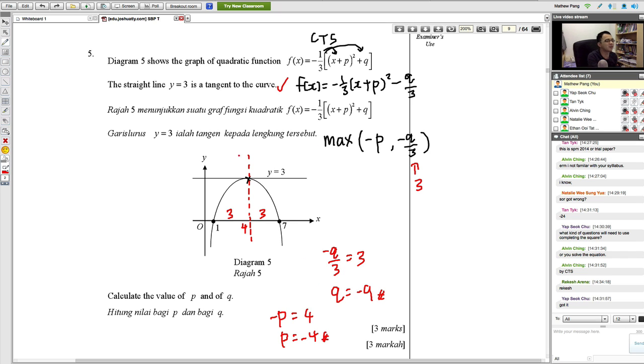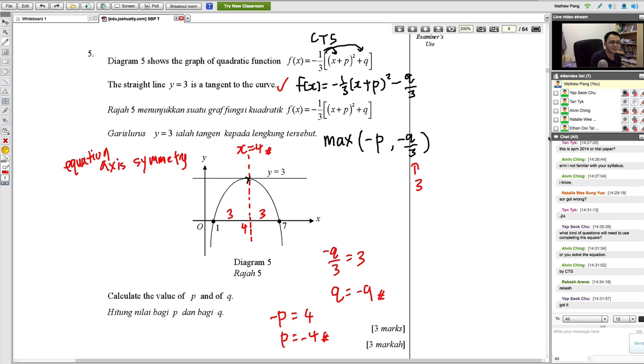Completing the square is always related to a graph or diagram, and you will always need to understand how to get the value from the diagram. Sometimes the question asks you to find the equation of the axis of symmetry. So the equation is just this one, the red dot, which is x equals 4. This one is called the axis of symmetry. It always passes through the maximum or minimum value of x.